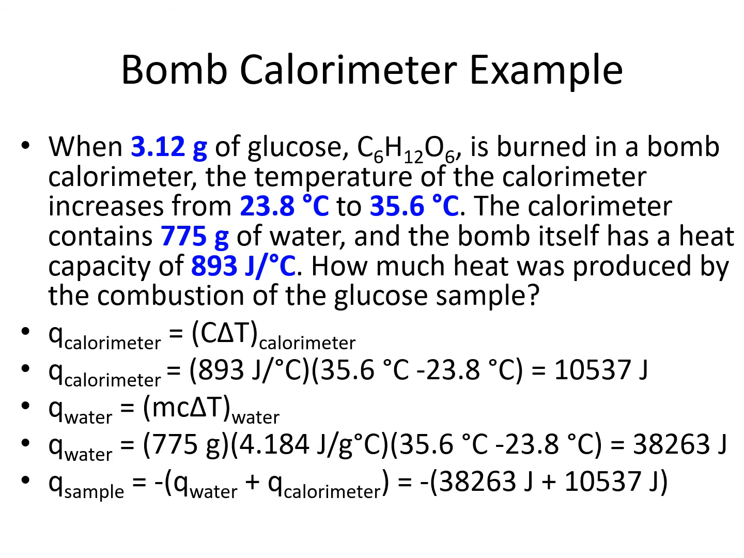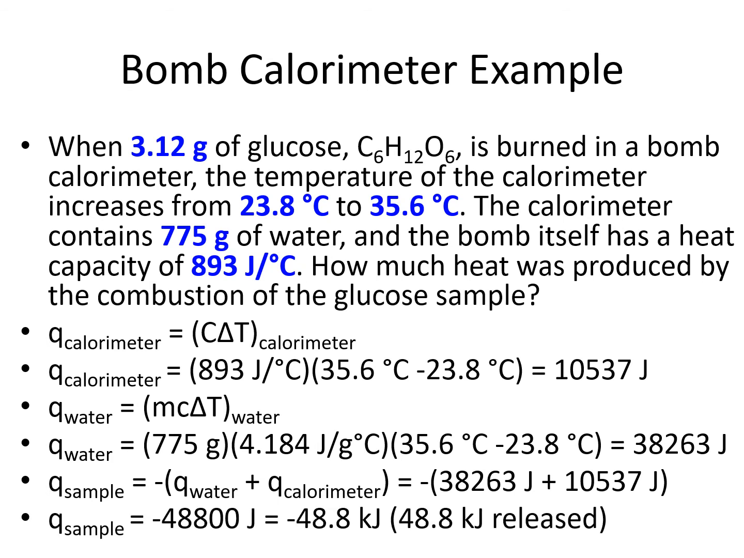So we can add up those two numbers, and the opposite sign of that will give us the Q of our sample. So we can have negative of 38,263 plus 10,537. And that gives us negative 48,800 joules as the Q of our sample. We can put that in kilojoules to give us a nice, more manageable number of negative 48.8 kilojoules. And that negative sign is telling us that heat is being released. It's going out of the sample.